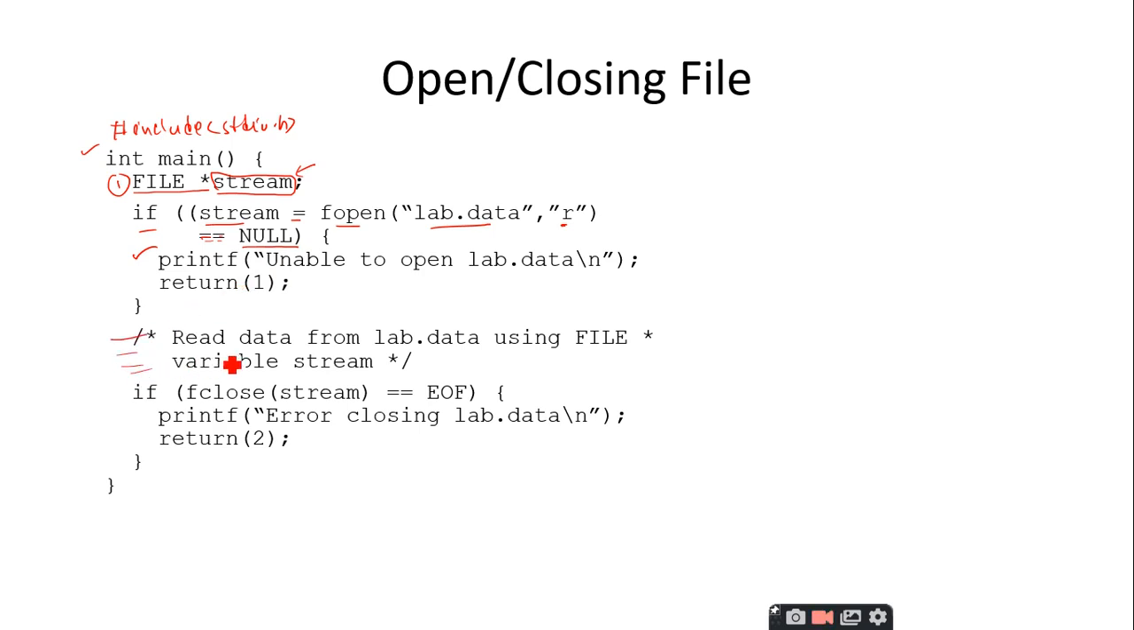And after reading and writing in the file, I want to close it. If fclose of, see here I have used only one pointer, the file pointer. If fclose of stream is equal to EOF. EOF means fclose will return either 0 or EOF: 0 if successful, EOF if unsuccessful. So if it is unsuccessful, then it will print error closing the lab.data, just to print the error messages. So this is all about what I would like to discuss under this session, that is fopen and fclose.